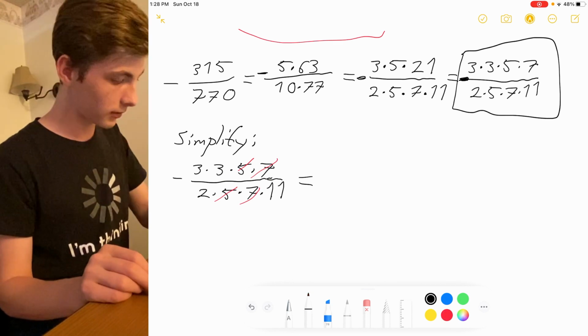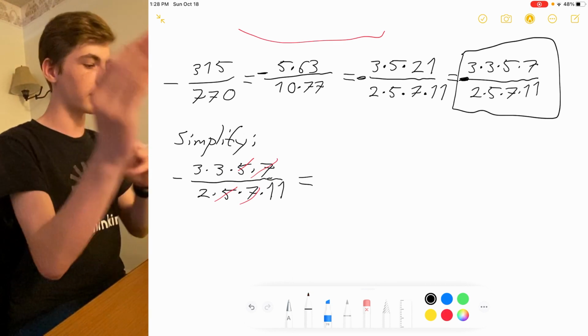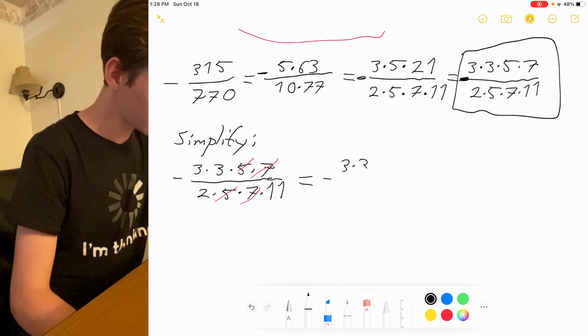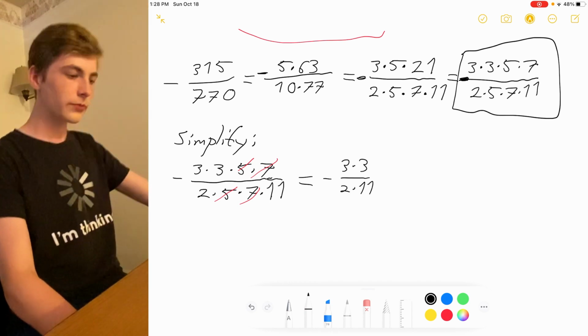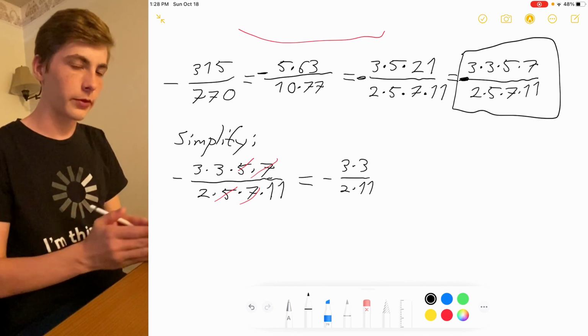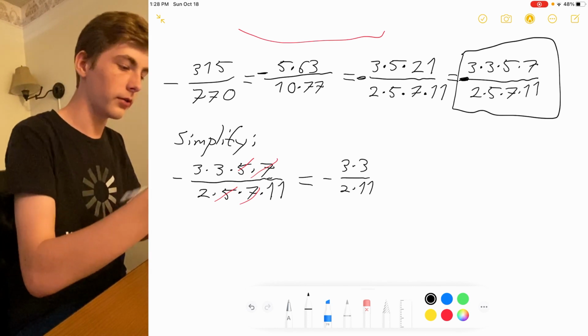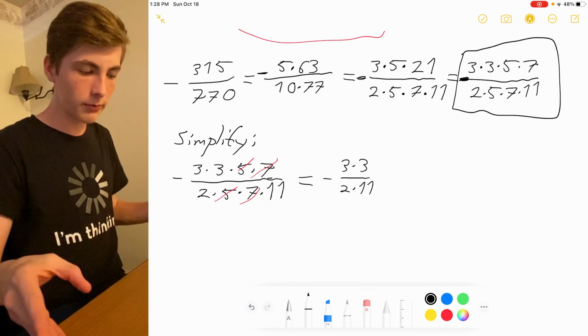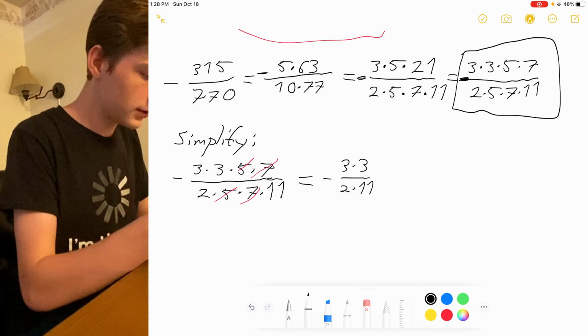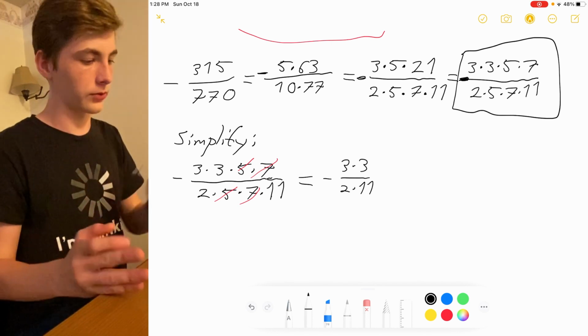So now our simplified fraction, because we took out all the common factors, is going to be negative 3 times 3 divided by 2 times 11. This is our simplified form of the fraction. We can verify this. They're in their prime factorization, so we know they can't be factored any further. And we can see here, there are no common factors going on.